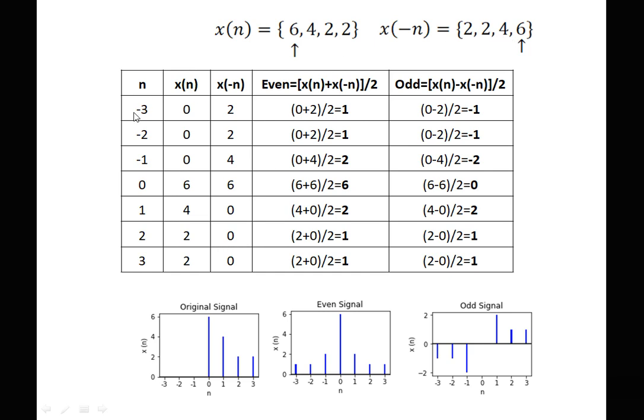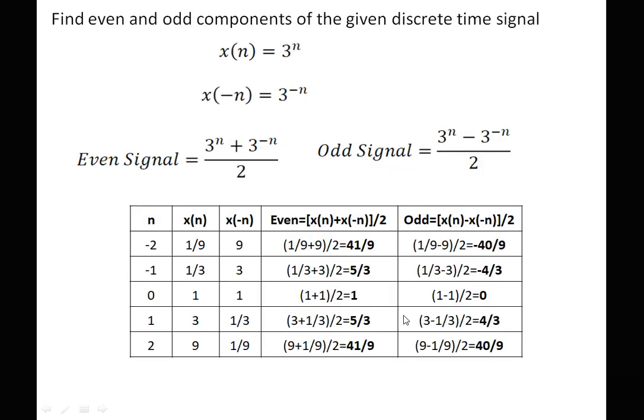So here again the signal is moving from -3 to 3. This is x of n, this is x of minus n. In this way we calculate the even component and odd component, and this is a representation of the original signal, even signal, and odd signal. Now see the next problem.